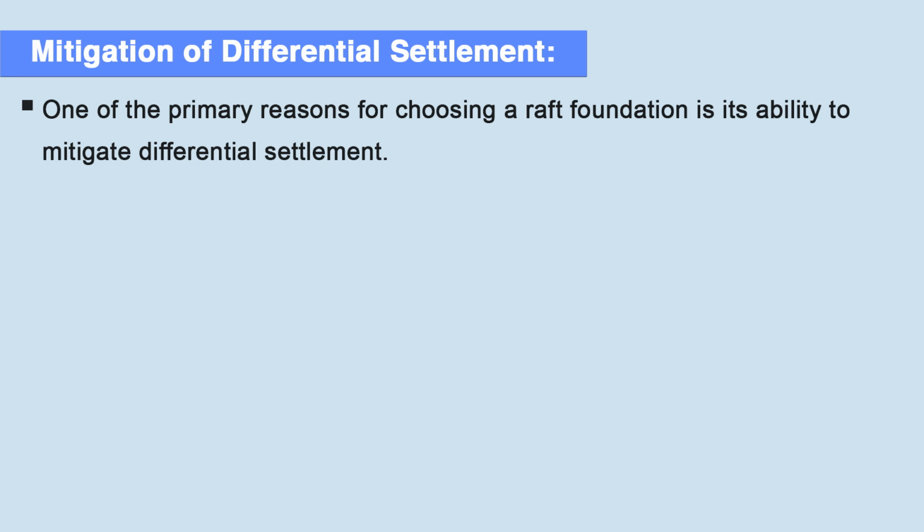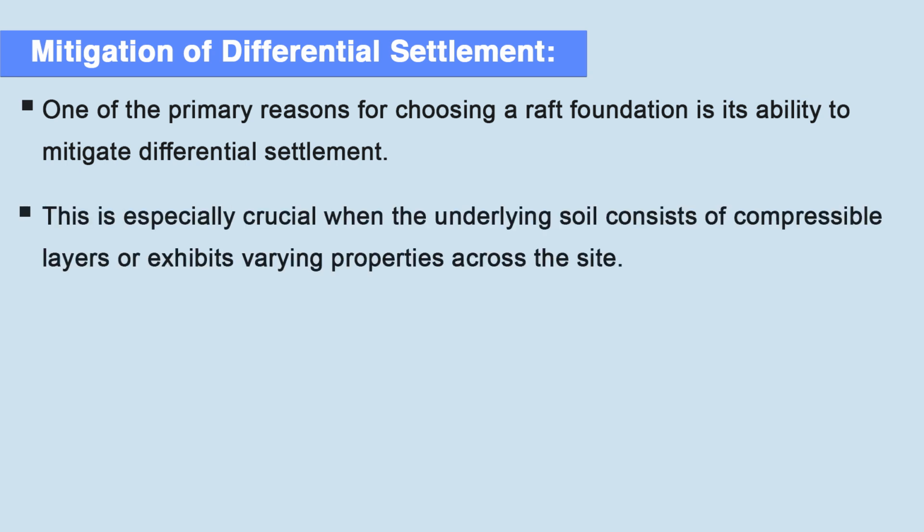Then the next feature is mitigation of the differential settlement. One of the primary reasons for choosing a raft foundation is its ability to mitigate differential settlement. This is especially crucial when the underlying soil consists of compressible layers or exhibits varying properties across the site.